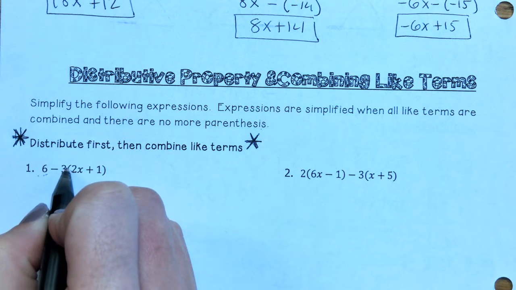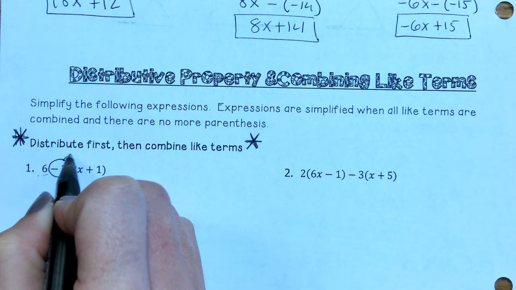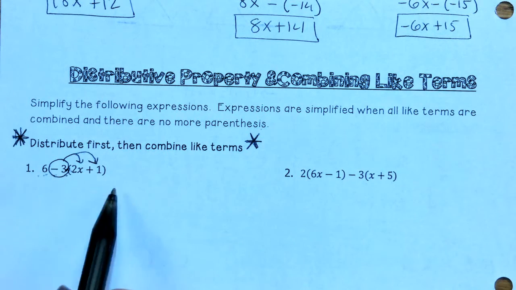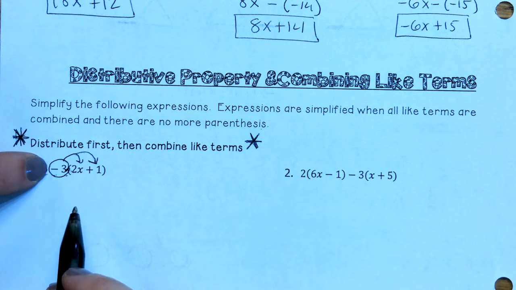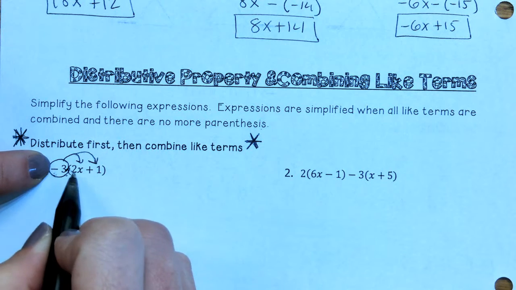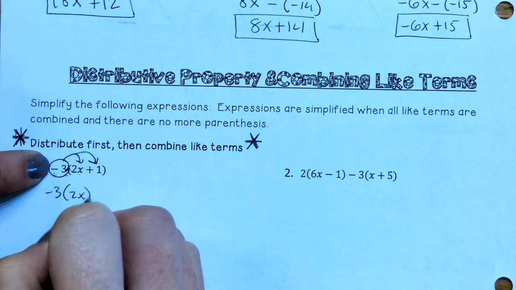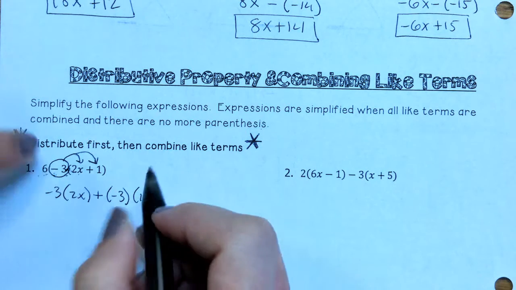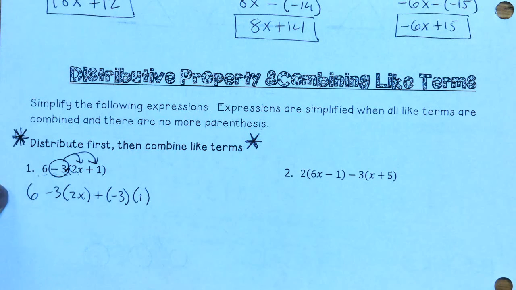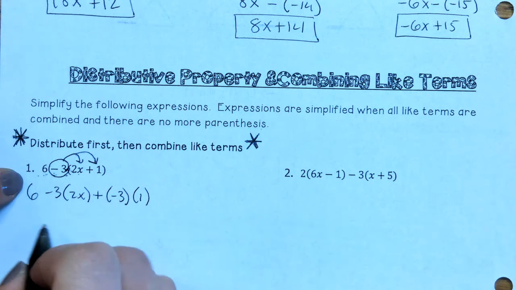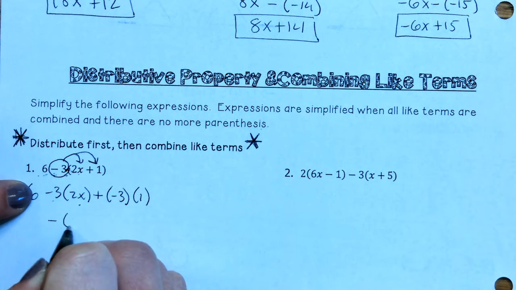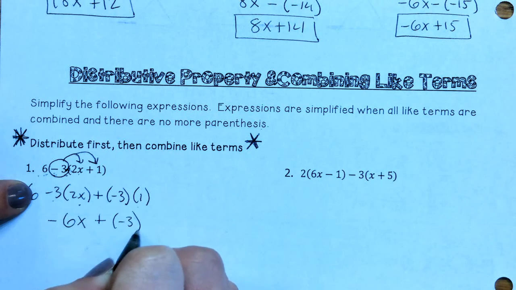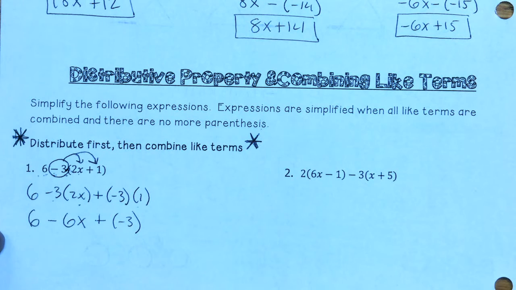When I distribute, you always look to the left to see if you're going to distribute a positive or a negative number. This is a negative 3, so that's what we're going to distribute. So we'll ignore the 6 for now. Negative 3 times 2x plus negative 3 times 1. And don't forget we had the 6 there. So do that multiplication. Negative 3 times 2x is negative 6x, plus negative 3 times 1 is negative 3, and we have the 6 there.